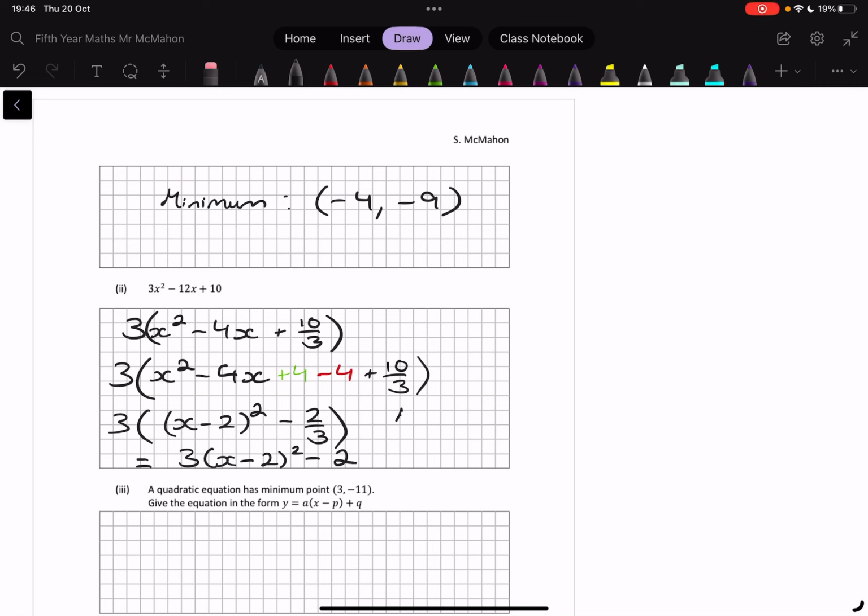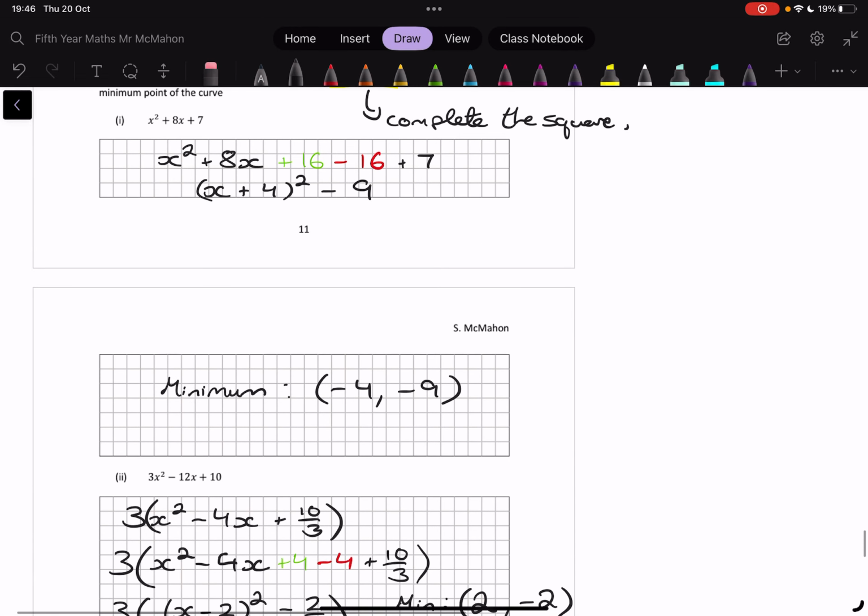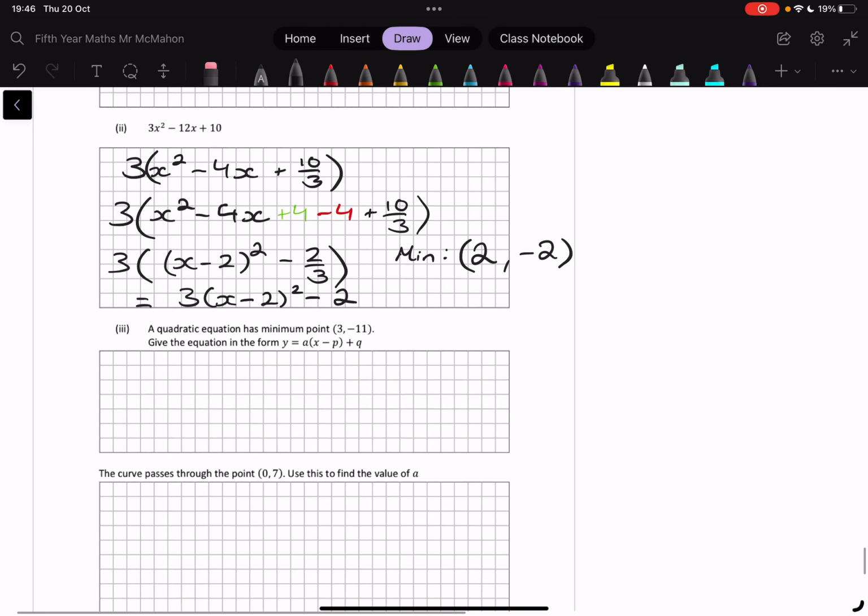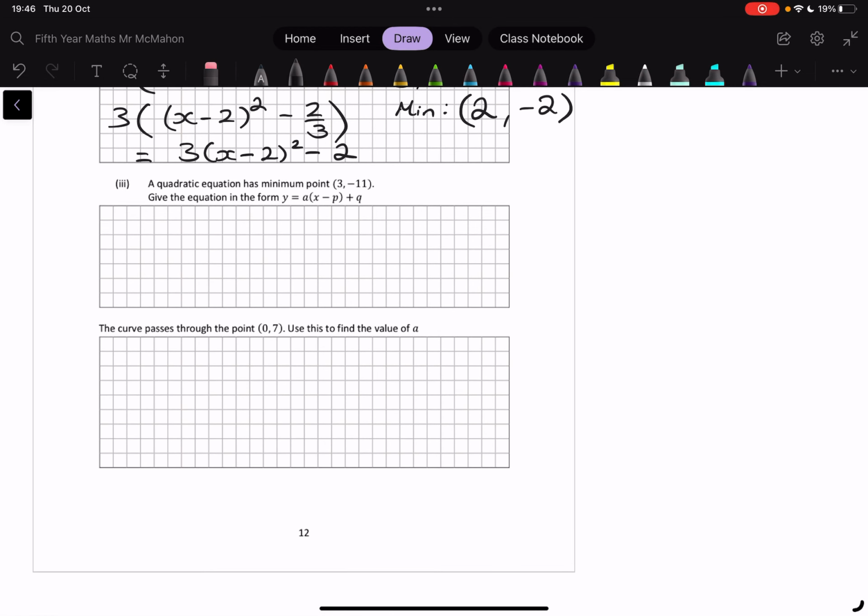Okay, then picking out our minimum point, again, we pick it out the same way. Because our formula is minus p, and we have minus 2 there, we know that p is 2, and q is minus 2. So your minimum point should be (2, minus 2). And we know they're both minimum points because we know from the way that the quadratic is written that this is a positive quadratic, that it is U-shaped, and that we are going to have a minimum point as opposed to a maximum point.